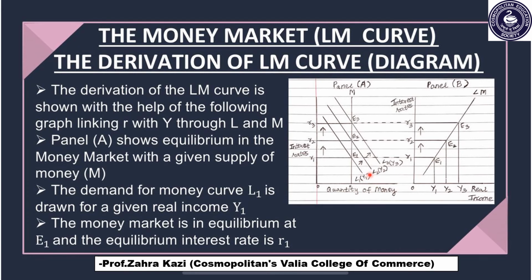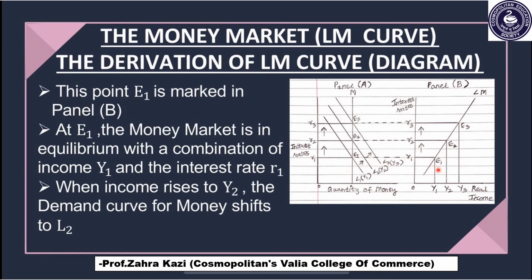Further, the money market is in equilibrium at point E1 because at this point the rate of interest is R1 and the level of income is Y1. Further, this point of equilibrium, that is E1, is now marked in panel B of the diagram. So at point E1, as you can see in the diagram, the money market is in equilibrium having the combination of Y1 income and R1 rate of interest.